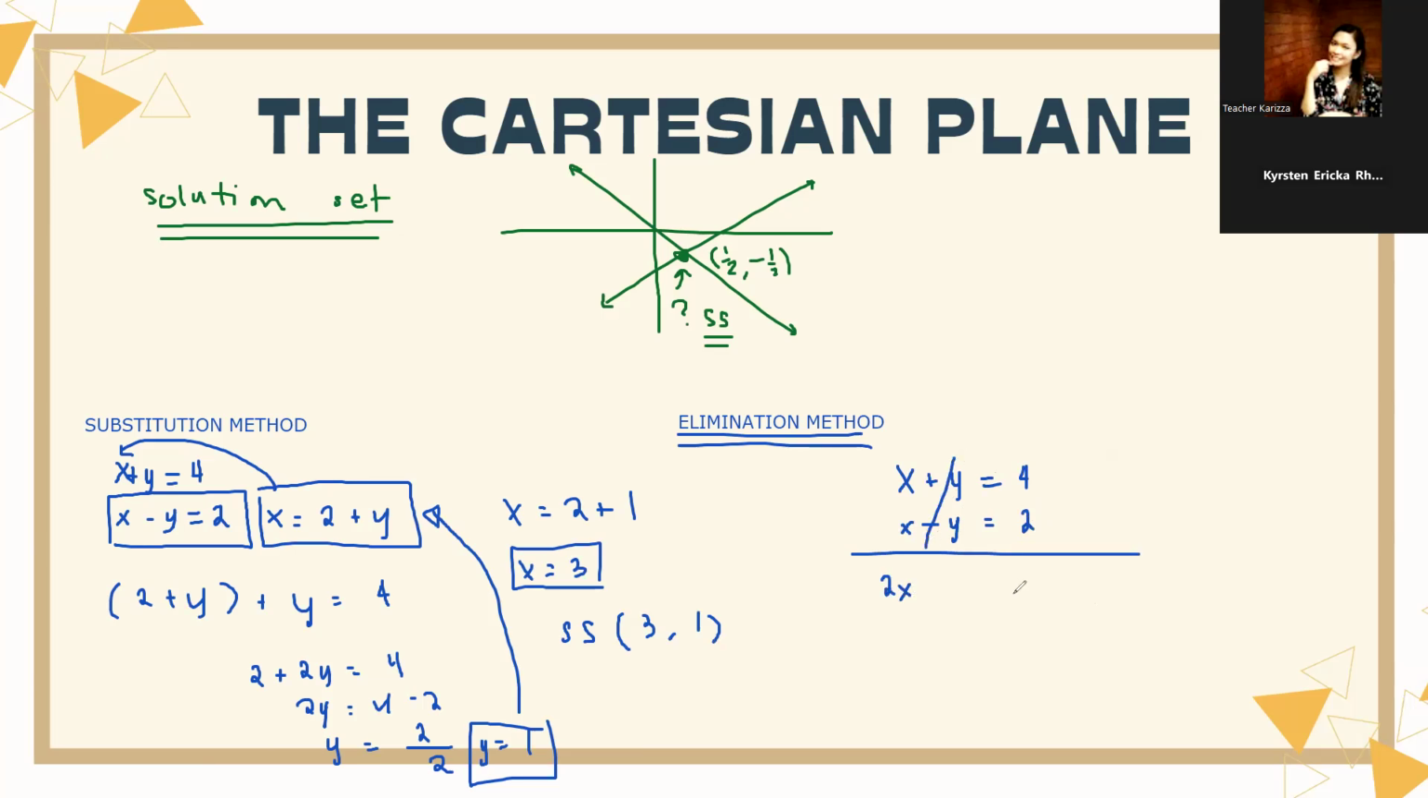2x, this is 0, is equal to 6. X is 3. And then plug in that value. We have 3 minus y is equal to 2. Negative y is equal to negative 1. Y is 1. Solution set 3, 1. Clear?